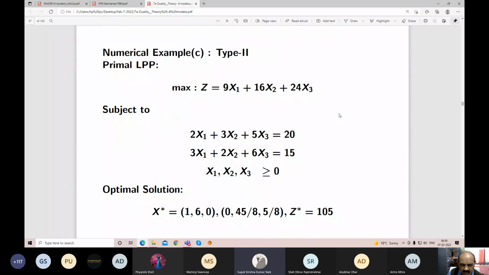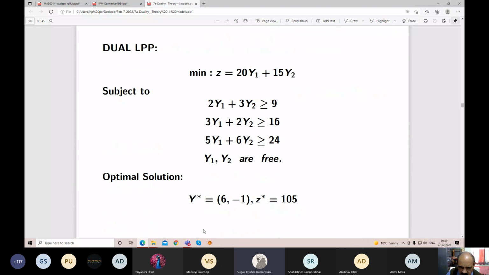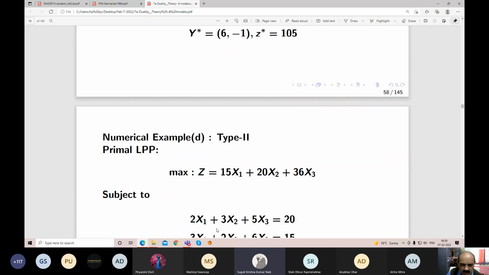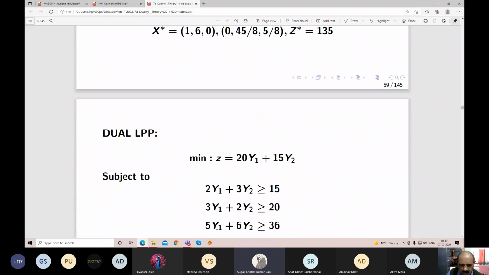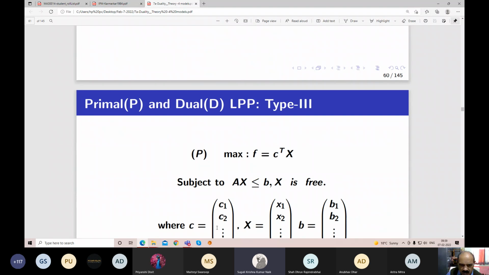Another example. Equality type. No, I am not giving inequality because it is equality type. So these two basic feasible solutions. Which one is left out? You can verify these two. It has infinitely many solutions. Again, a negative. So many examples. Okay, leave it. One, two examples are enough.